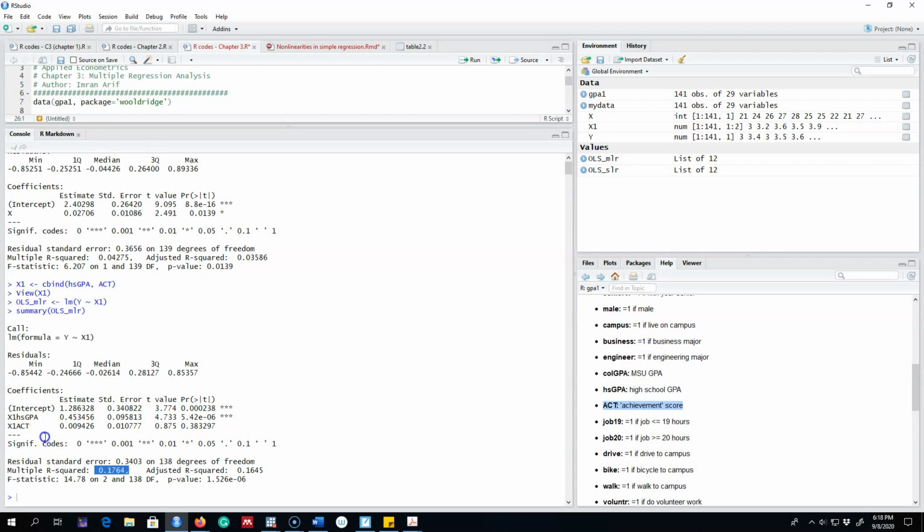So in the next video, I'm going to include more than two variables in the wage equation that I showed you earlier.